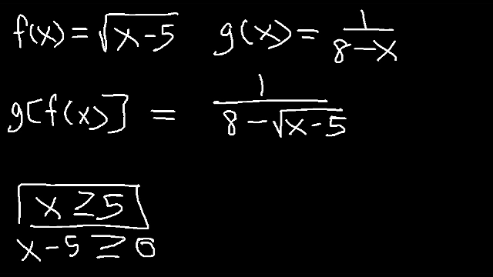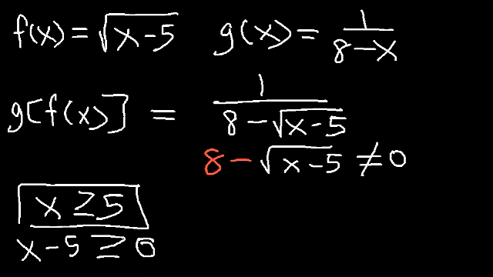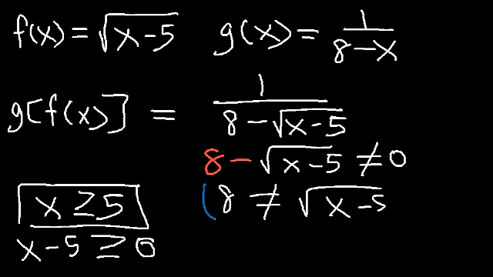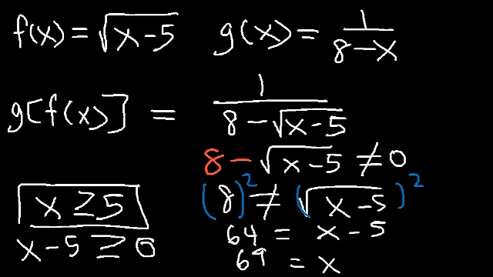So now we know that we have a fraction, and the bottom of the fraction cannot equal 0. So 8 minus the square root of x minus 5 cannot equal 0. Now let's add the radical to both sides. So if we add square root x minus 5 to both sides, we can see that 8 cannot equal root x minus 5. To get rid of the radical, let's square both sides. So 64 cannot equal x minus 5. If we add 5 to both sides, 64 plus 5 is 69. So x cannot equal 69.